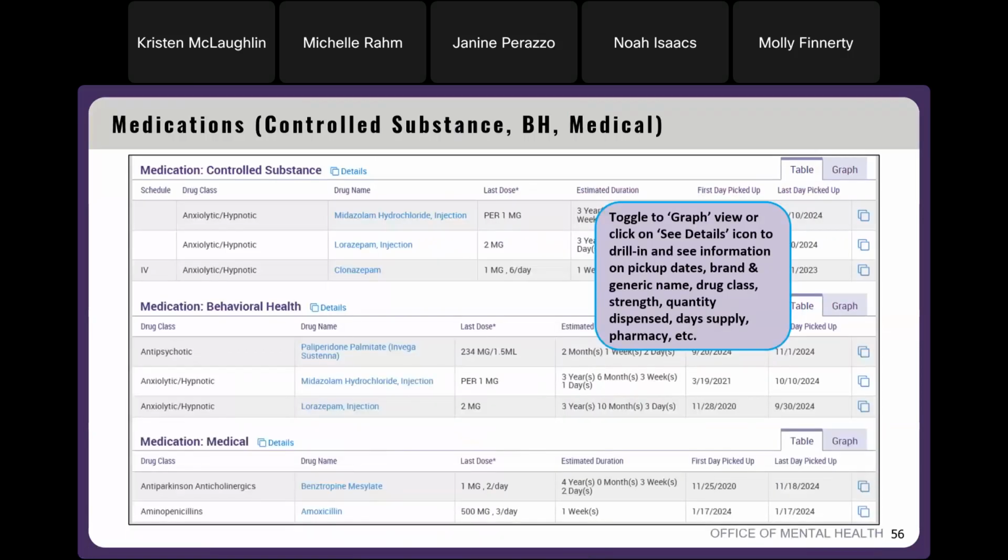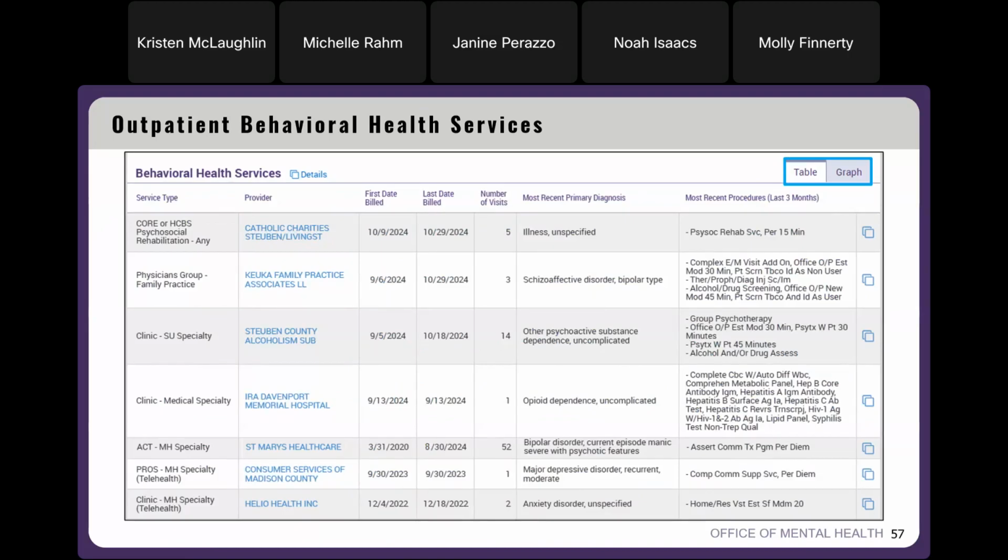Then we have the ability to look at the medications, and those are broken out into controlled substances, behavioral health, as well as medical. You have the ability to drill in and see these pickups based on order, so individual pickups for certain medications. Then we have the outpatient service, which tells you the service type, the name of the provider, the first and last date billed, how many visits they've had, as well as most recent primary diagnoses and any of the procedures associated.